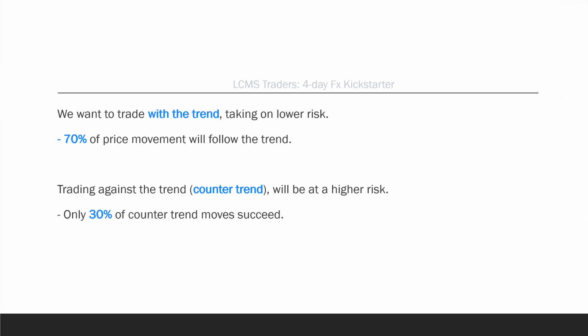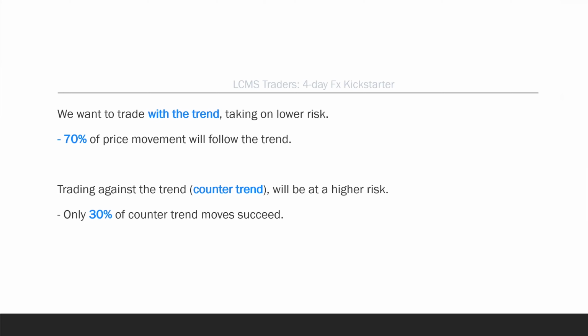Trend is super, super important. You can trade in an uptrend, you can trade in a downtrend, you can trade when it's moving across, but I'd always say that for anybody who is starting off with their trades, you want to trade with the trend. If you can trade with the trend, you'll be taking on a lot lower risk. After all, roughly 70% of price movement will follow the trend.